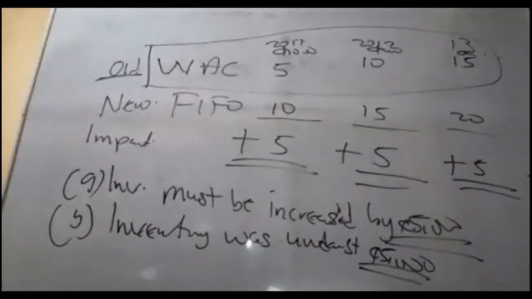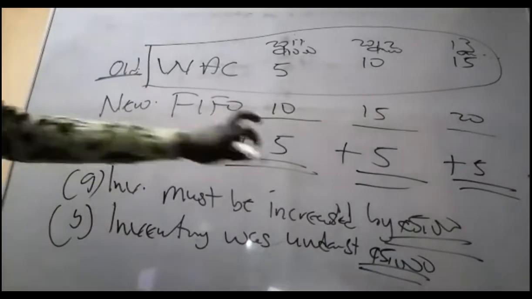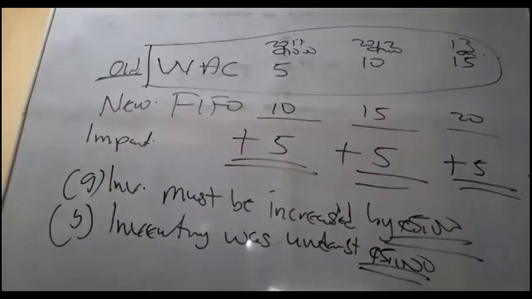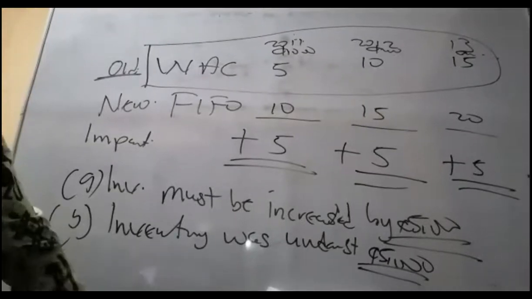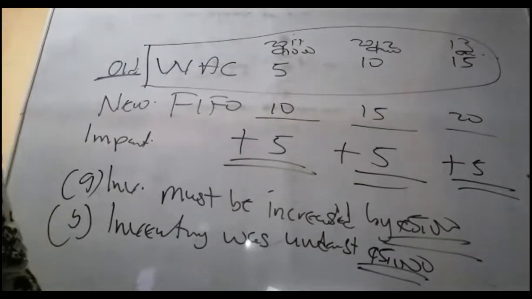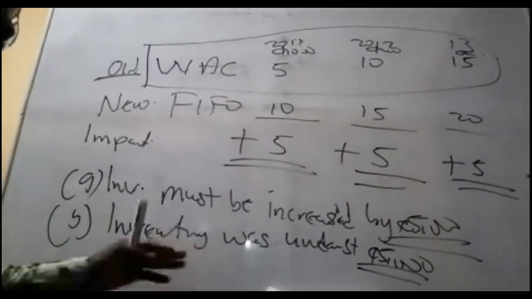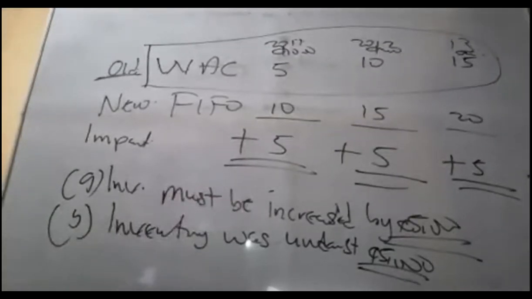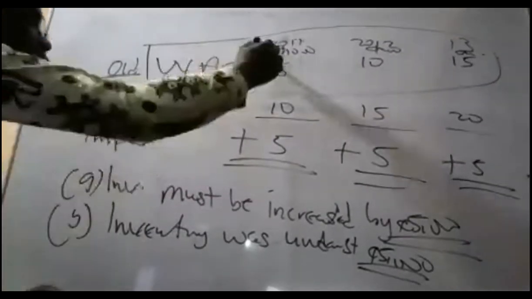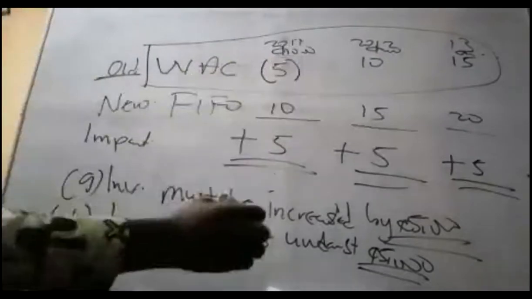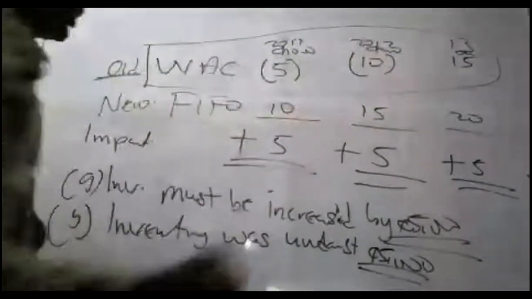So you have to reduce by that amount. So in short, this figure should be subtracted from the cost of sales for each year. Great. So 5,000 should be subtracted from the cost of sales, because they've already subtracted 5 as a closing inventory for 2011, 10 for 2012, 15 for 2015.